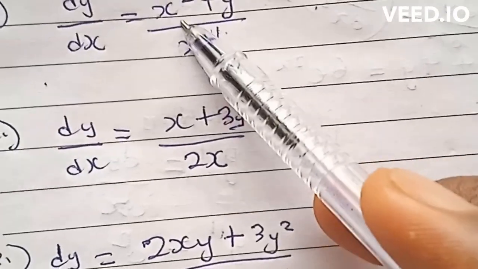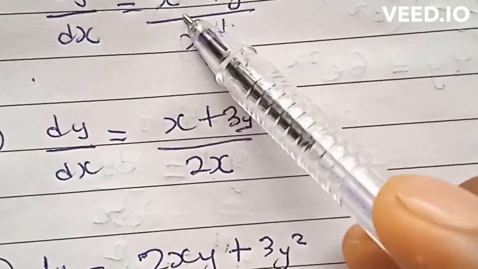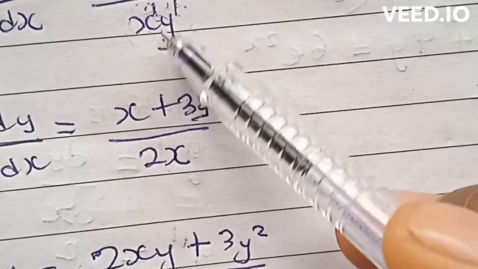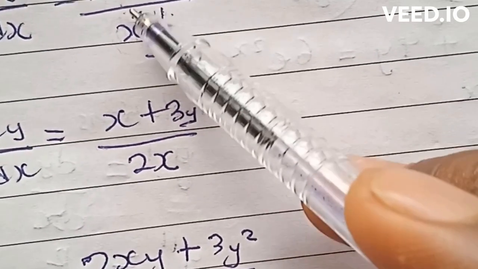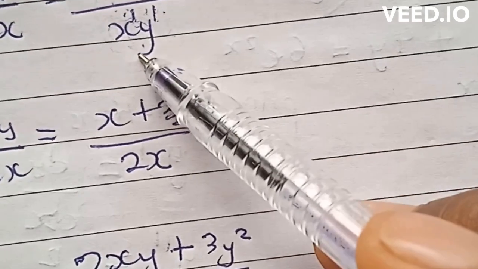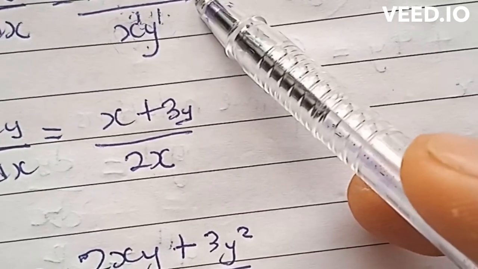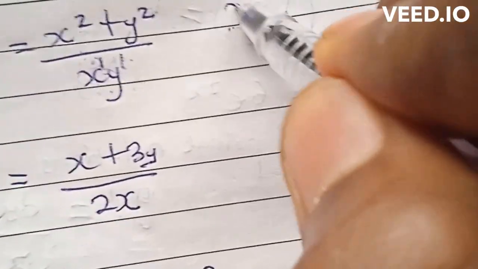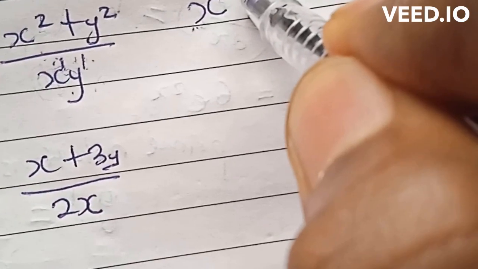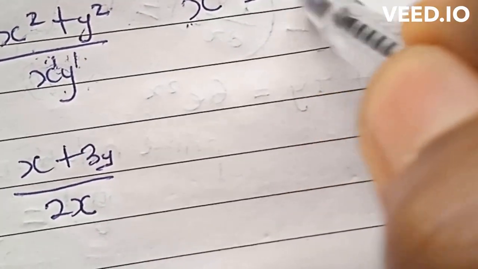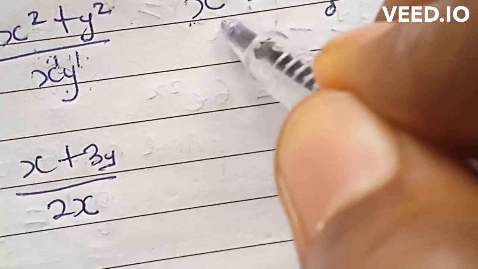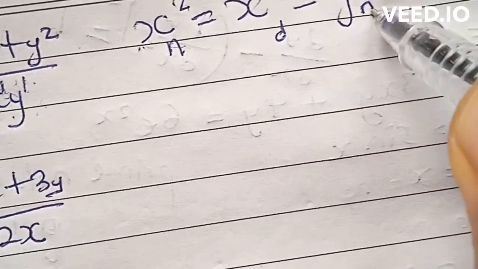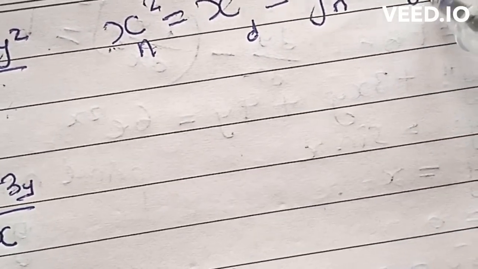Okay, to identify whether an equation is homogeneous, you must make sure the power of x at the numerator will be equal to the power of x at the denominator, and it will be equal to the power of y at the numerator, and it will be equal to the power of y at the denominator. The power of x at the numerator must be equal to the power of x at the denominator and must be equal to the power of y at the numerator and must be equal to the power of y at the denominator.